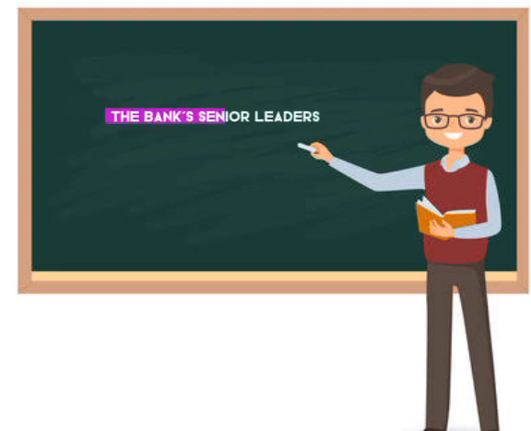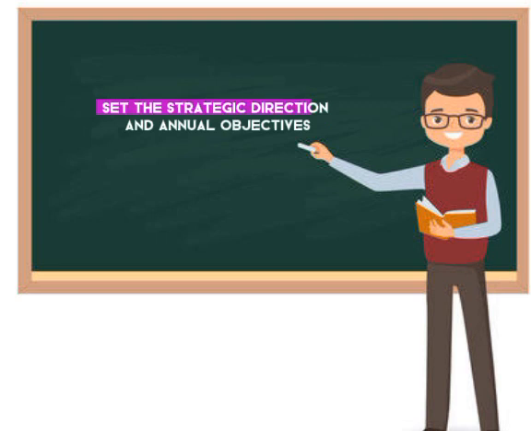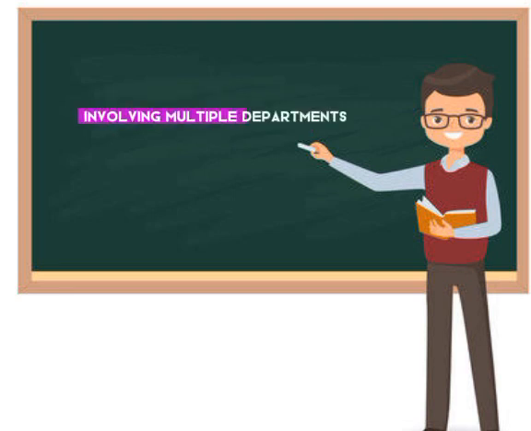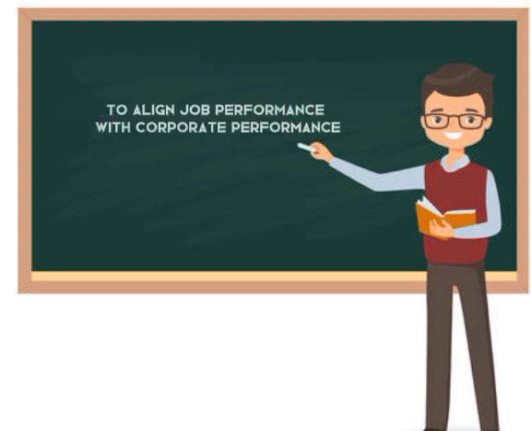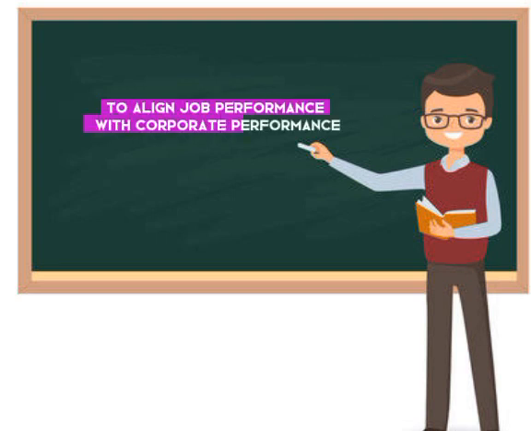The bank's senior leaders set the strategic direction and annual objectives based on detailed analyses of various indicators. Planning is a company-wide activity, and objectives are achieved through action plans involving multiple departments. LANB's Quality Council plays a key role in redesigning the performance appraisal system to align job performance with corporate performance.